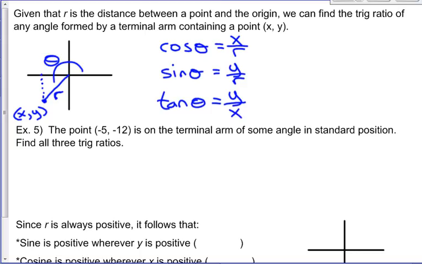Let's take a look at an example. The point negative 5, negative 12 is on the terminal arm of some angle in standard position. Find all three trig ratios. So this is kind of a classic question. Here's negative 5, negative 12. Maybe I'll draw that a little better to scale.